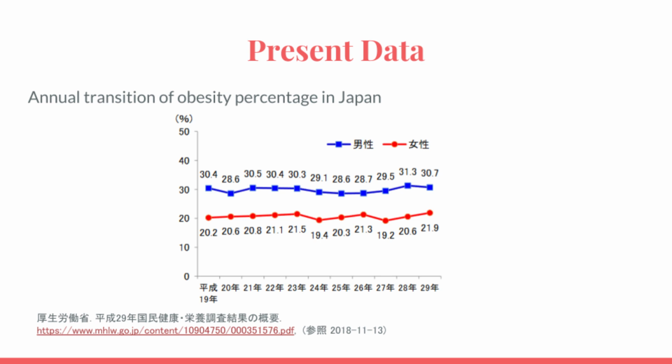This graph shows annual transition of obesity percentage in Japan. About 30% of males are obese, and about 20% of females are obese. Obesity has many risks. In other words, many people are exposed to risk. So, we think this problem must be solved.